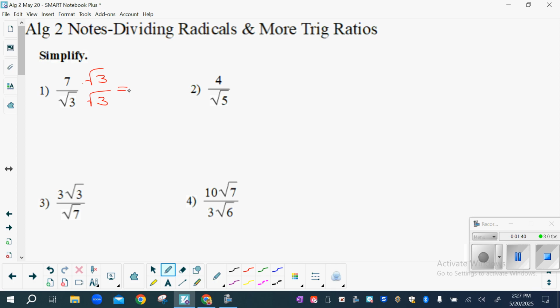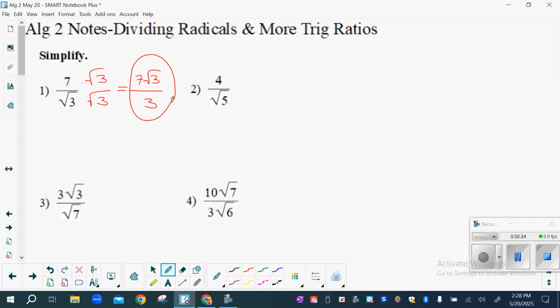So on the top, we get 7 times square root 3. What is the square root of 3 times the square root of 3? Some of you go to 9, the square root of 9. What is the square root of 9? 3. So it's going to be the square root of 9, which equals 3. Or if you can go straight to 3, that's even better. Does that make sense? So now that denominator is rational and we're good. That's as far as we go.